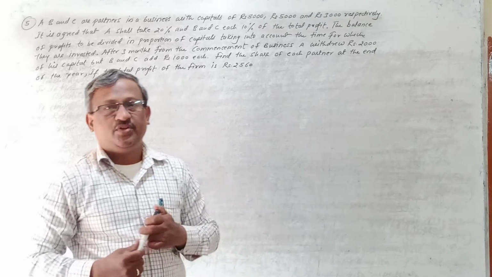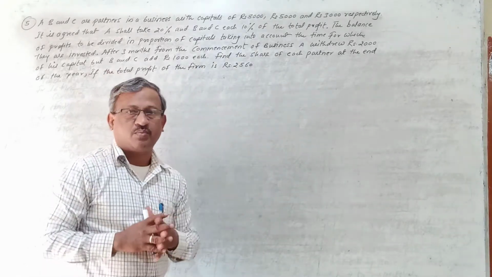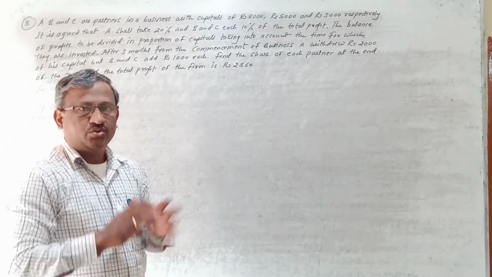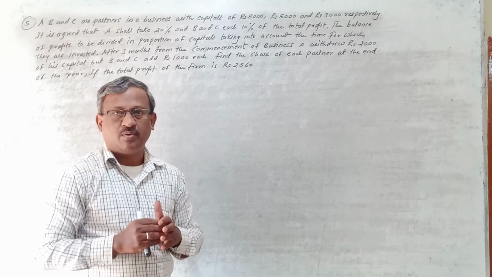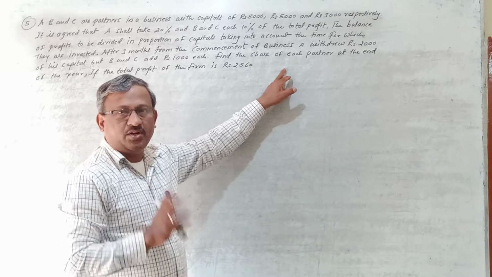So the total profit is 2,560 rupees. This 2,560 rupees profit we have to distribute among whom? A, B and C. So how to distribute? As we have distributed in previous problems, like that we have to distribute here also. Only the point here is regarding the capital ratio, right?